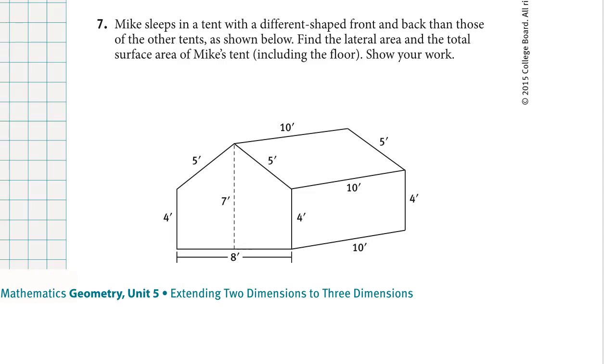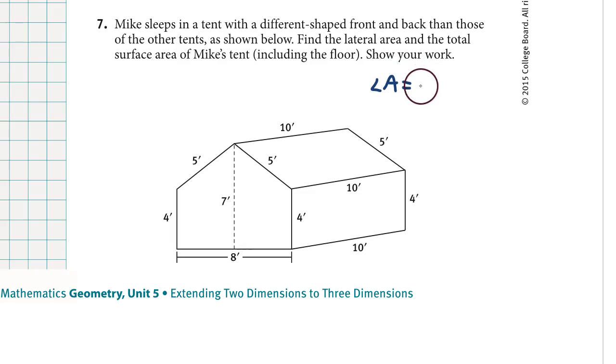Go to number 7 and let's use our formulas for a different shaped tent. Mike's tent has this shape. This is a prism, but this is a pentagonal prism, not a triangular prism. I know it's pentagonal because the base, which is the front and back of this tent, is a 5-sided shape. Let's find the lateral area first, and then the total surface area.